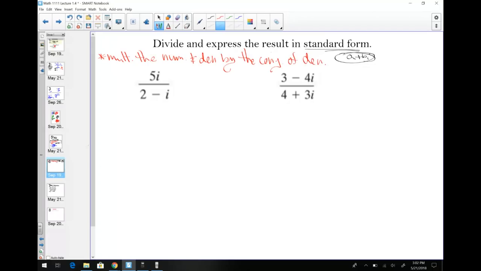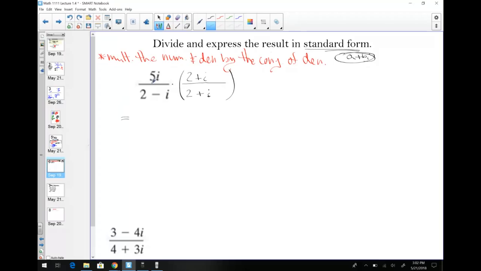of the denominator. So what I'm going to do is, first I'm going to give myself some room and make some room for this one. So I'm going to go ahead and say, all right, well, I have to multiply this by something. And I know I have to multiply the numerator, and I have to multiply the denominator by the conjugate of this denominator. So the conjugate of that denominator is 2 plus I. So 2 plus I.